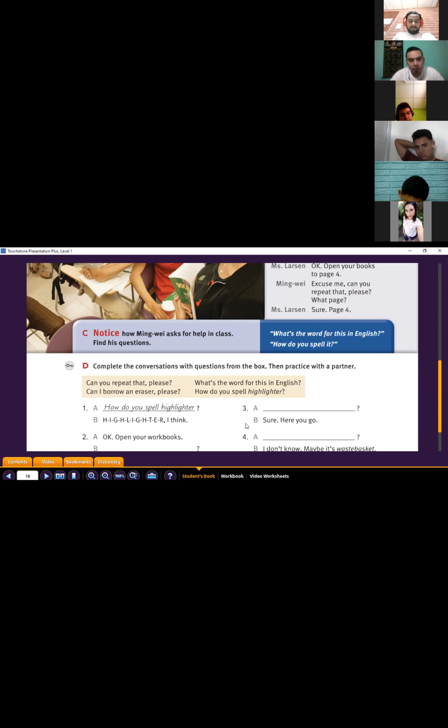Yes. How do you spell highlighter? ¿Cómo deletreas highlighter? Si usted le pregunta a alguien, mira, ¿y cómo se dice marcador? Ah, se dice highlighter. How do you spell highlighter? Usted le puede preguntar para que la persona le deletree. Yes? For example, in the number one, I will be A in number one and you will be B. The answer is over there. How do you spell highlighter?